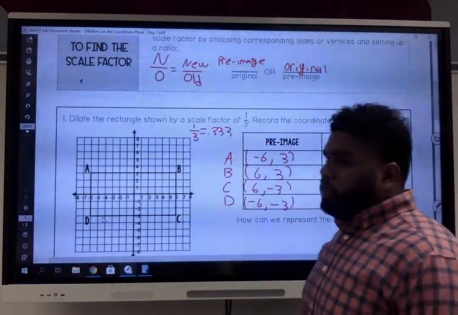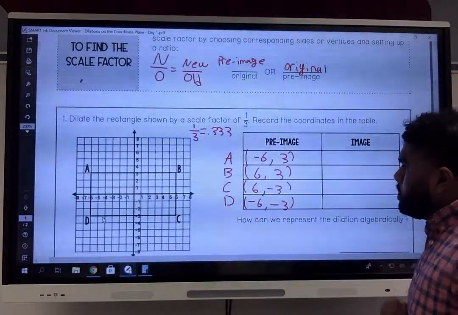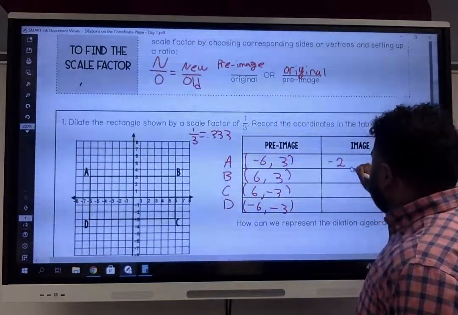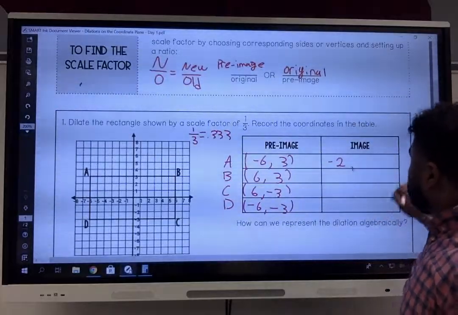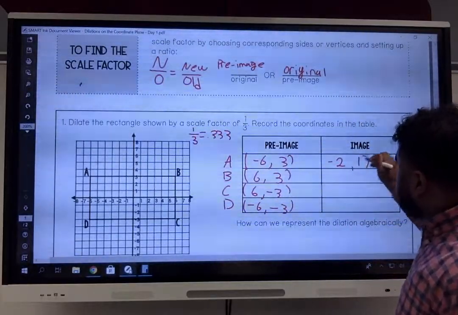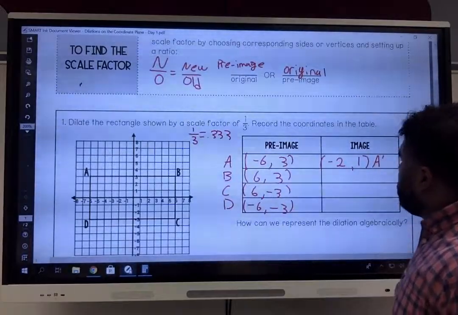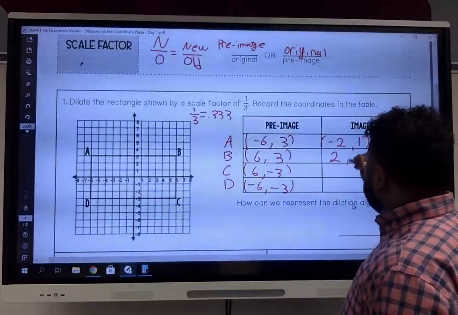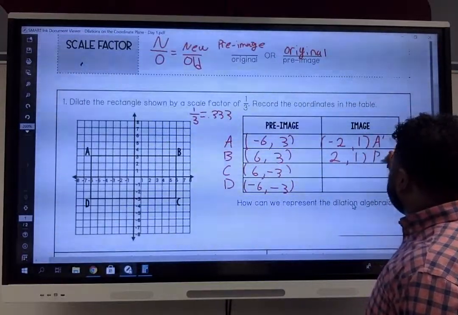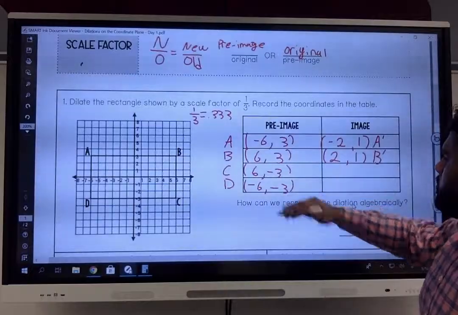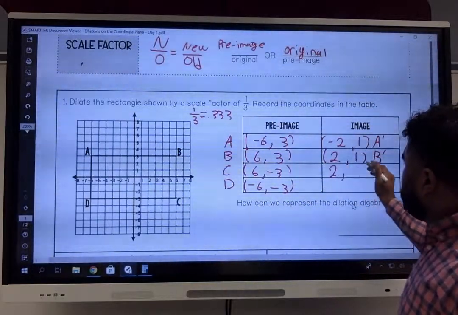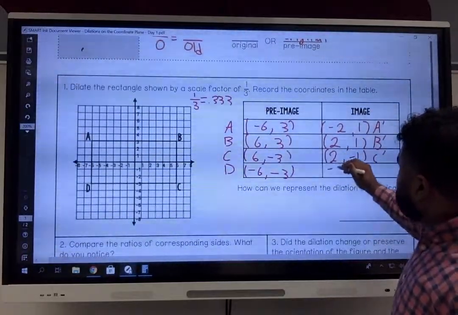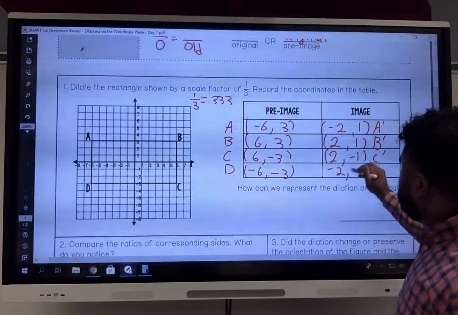So I'm going to take 0.333 and multiply it by -6. Okay, and when you round up, that'll get you a -2. 3 times 0.333 is going to get you +1. Okay, so that's A prime. All right, 6 again will get you 2 and 1. That's B prime. 6 will get you 2, and then -3 would be -1. That's C prime. D prime is going to be -2 and -1.